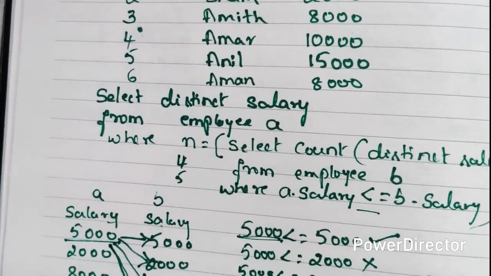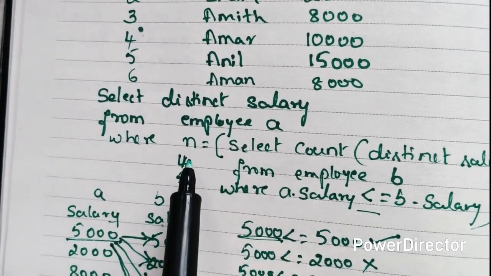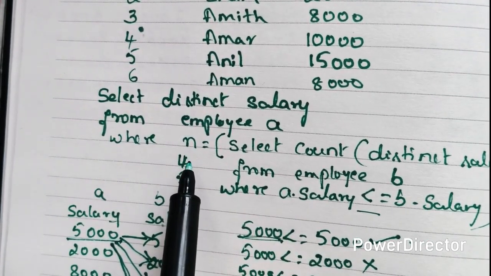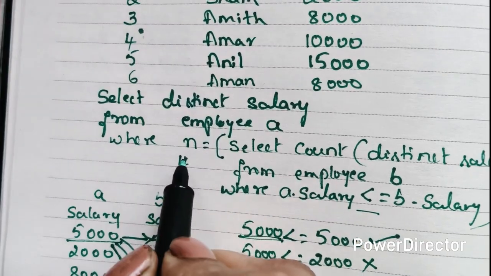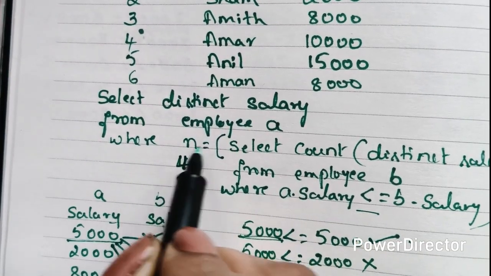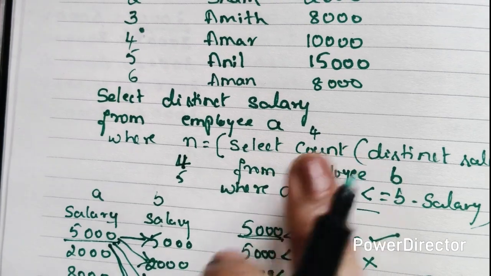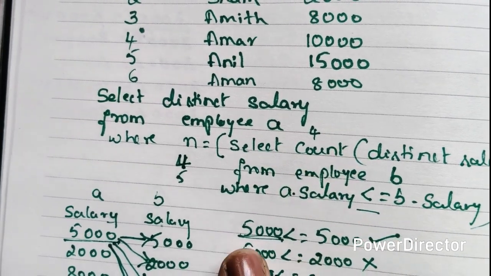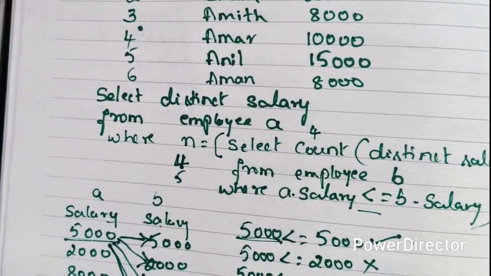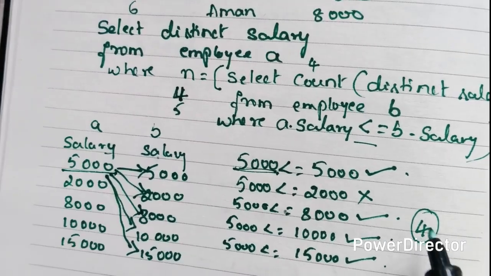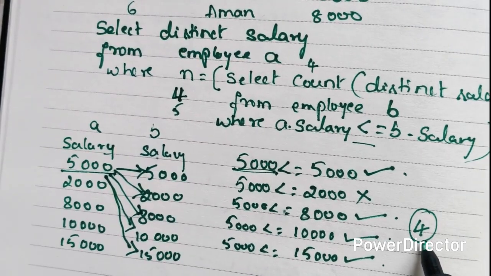Okay. Suppose in the interview they ask you to find the fourth maximum salary, then in place of n you will write 4. So 4 is equal to 4. What is the count? The count 4 will come here. That means this 5,000 is satisfied by 4 salaries. So that is why we got the count 4.